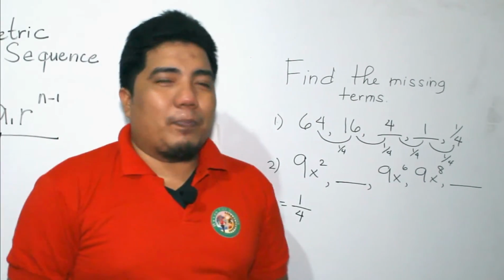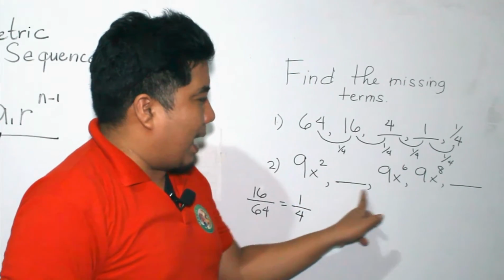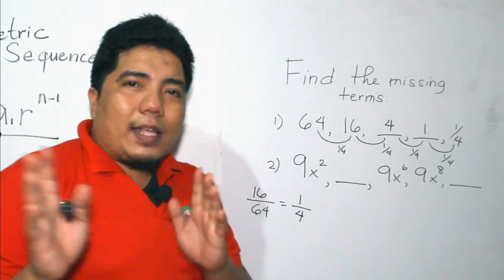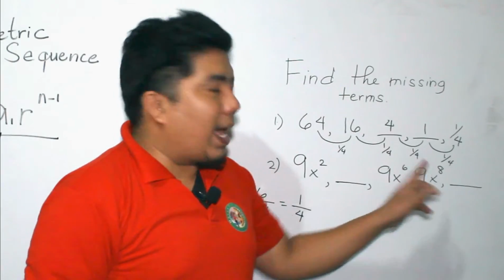Now let us have here 9x squared, blank, 9x to the power of 6, 9x to the power of 8. As you can see, both are 9, right?